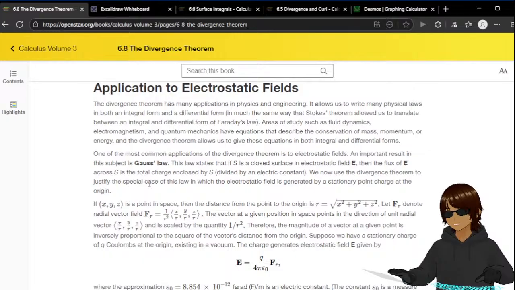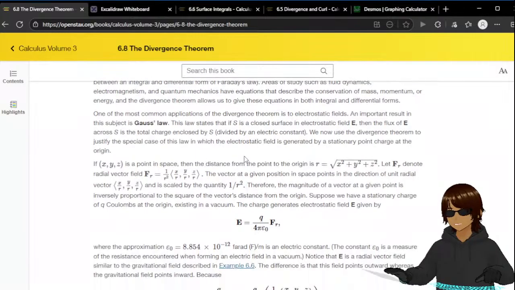An important lesson in this subject is Gauss's law. This law states that if S is a closed surface and E is the electrostatic field, then the flux of E across S is the total charge enclosed by S. We now use the divergence theorem to justify the special case of this law in which the electrostatic field is generated by a stationary point charge at the origin.